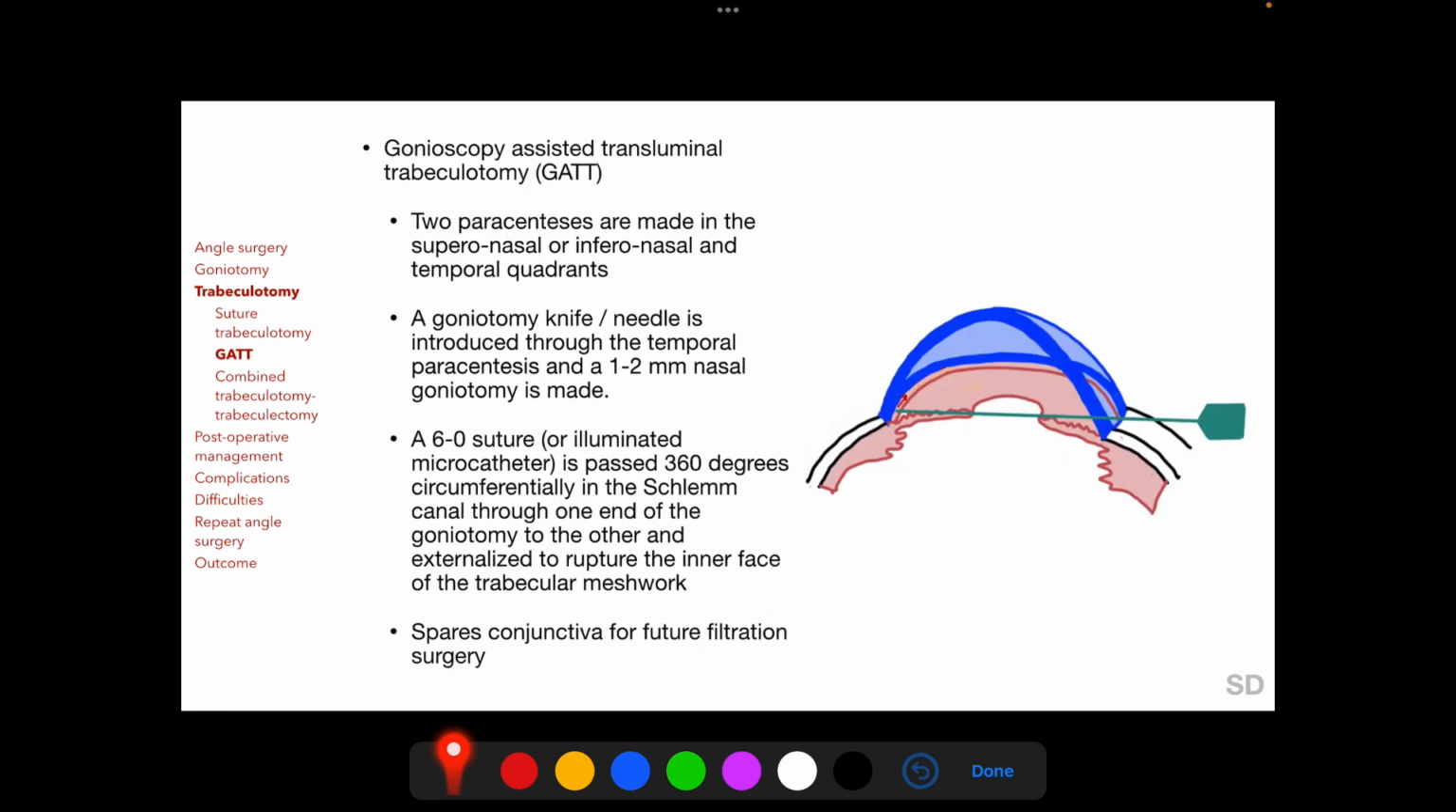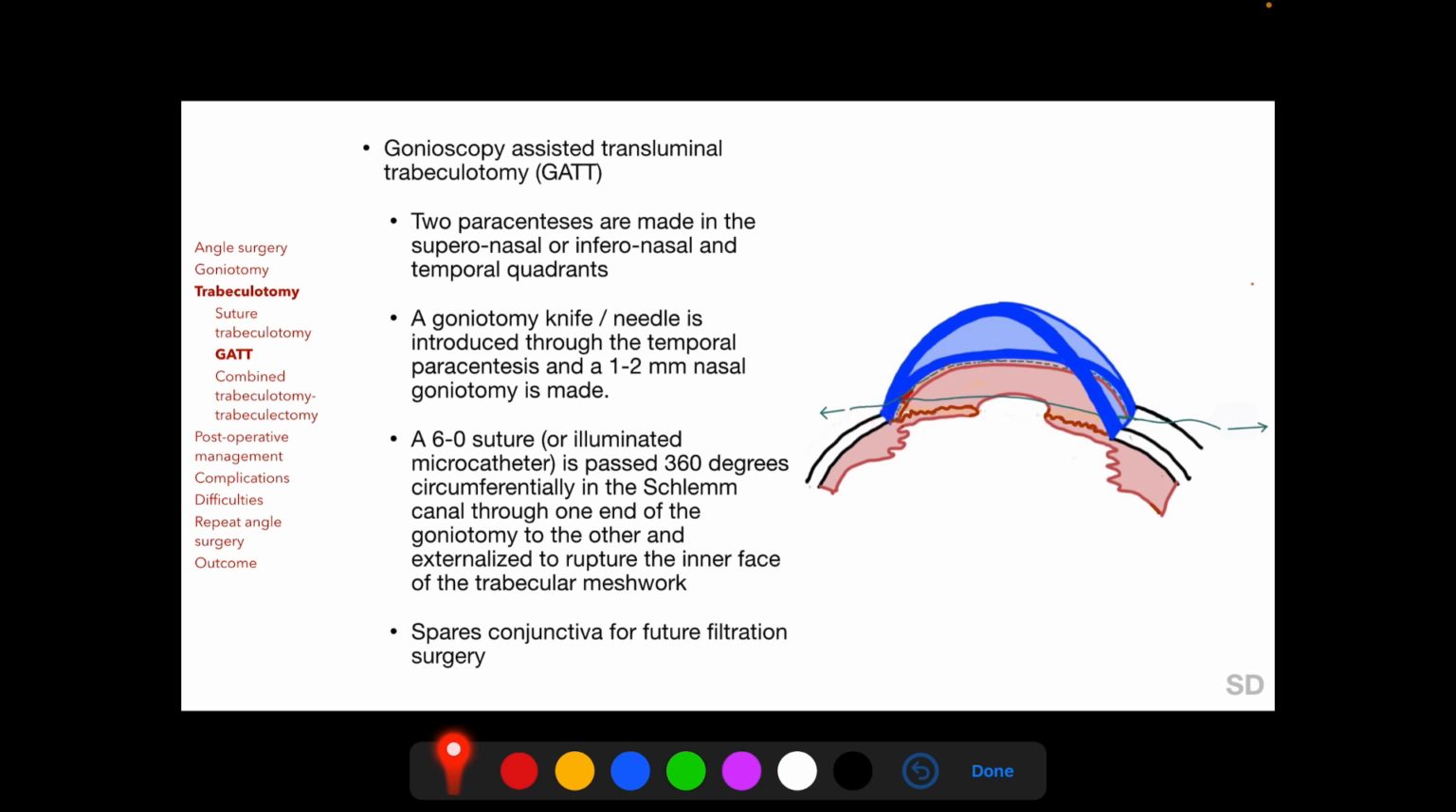In another alternative procedure called Gonioscopy assisted transluminal trabeculotomy or GAT, two paracenteses are made, one in the temporal quadrant and the other in the supranasal or inferonasal quadrant. Then a goniotomy knife or needle is introduced through the temporal paracentesis and a 1 to 2 mm nasal goniotomy is made. Then a 6-0 suture or an illuminated microcatheter is passed 360 degrees circumferentially within the Schlemm's canal from one end of this goniotomy incision to its other end and externalized through the nasal paracentesis.